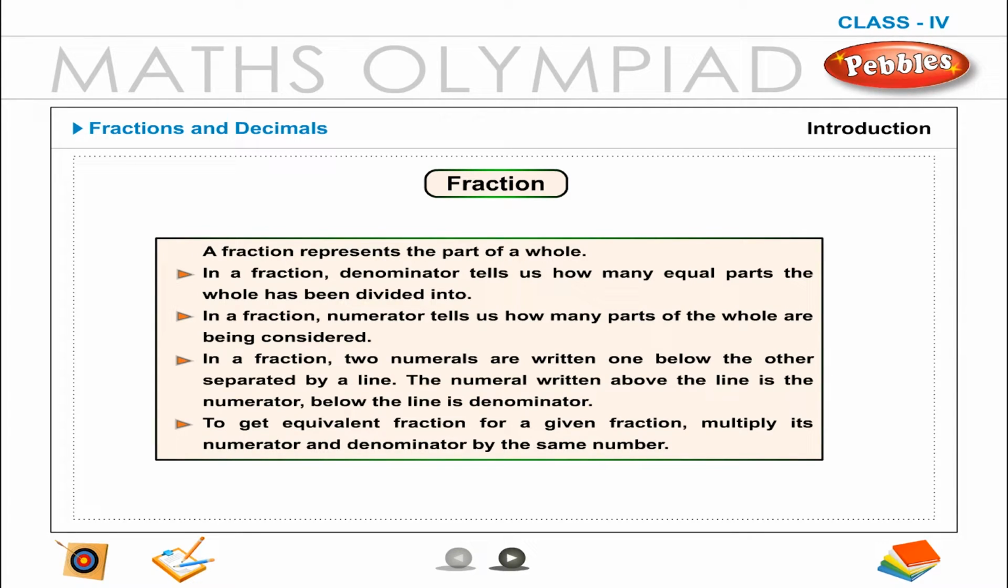In a fraction, two numerals are written one below the other, separated by a line. The numeral written above the line is the numerator. Below the line is the denominator. To get an equivalent fraction for a given fraction, multiply its numerator and denominator by the same number.